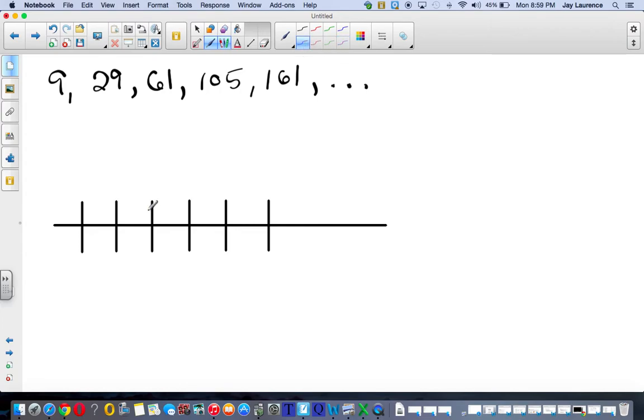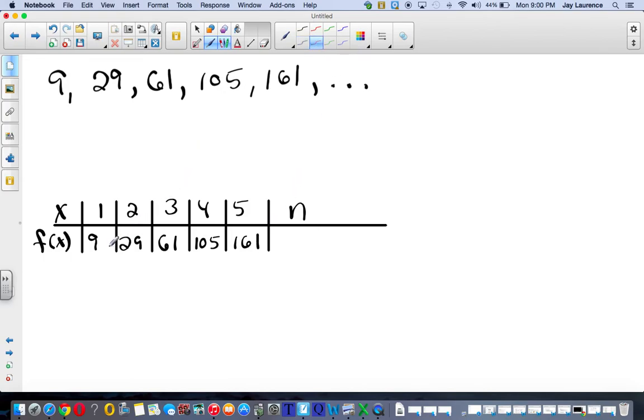but not difficult. There's my sequence of numbers. I'm going to put it in my table, x and f of x. And we've got the first term, second term, third term, fourth term, fifth term. Looking for the nth term. We've got 9 and 29 and 61 and 105 and 161.